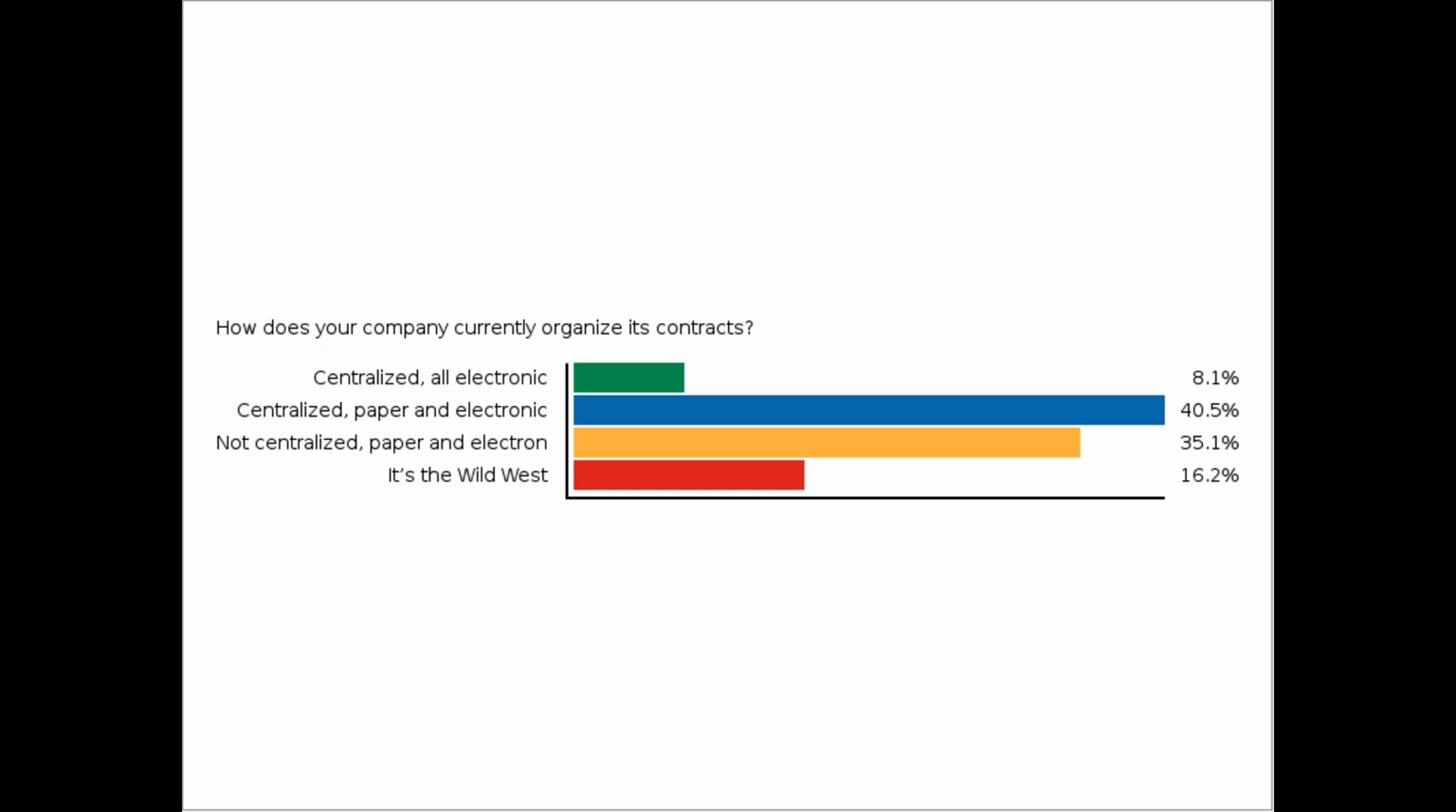Okay, interesting. So kind of an even split between centralized paper and electronic and not centralized paper and electronic. I realize that one of them says paper and electron. Sorry about that. That's my fault. So very interesting. Centralized all electronic, it's not surprising that that number is so low. And there are a couple of reasons for that, which we're going to touch on in the next slide.